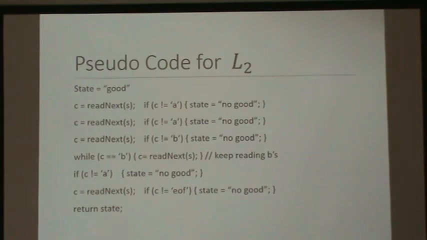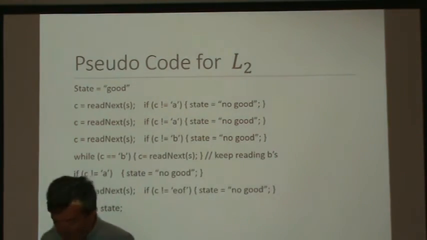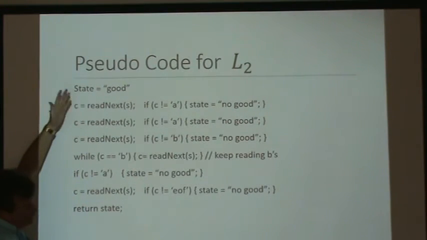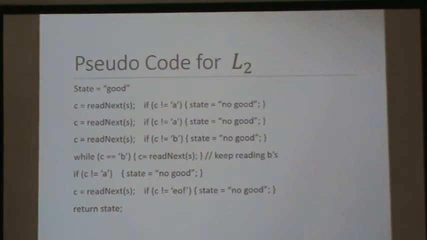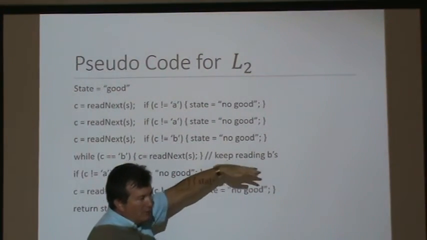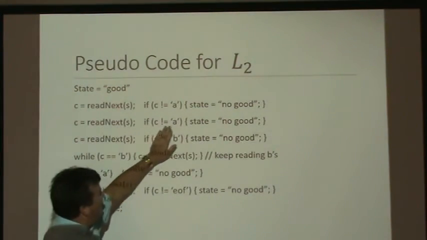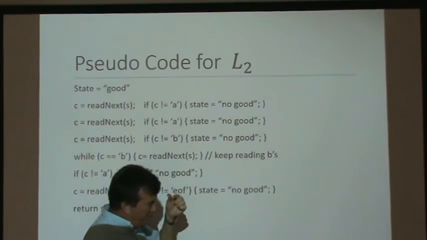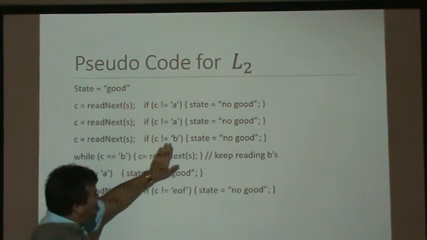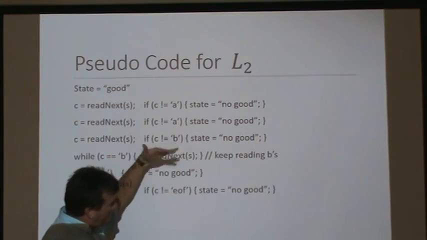Okay. If you wanted to write code, here's where we're going to try to take the concept of natural languages and computer science and overlap them. If we wanted to write code for that language, we could have a variable called state. That could be a string, and we set it to the word good. We read a character, and if it's not an A, we change the state to no good. Read the second character, if it's not an A, we change the state to no good. So we're checking for an A, and then we're checking for another A. Then we can say, let's read at least one B, and if we don't read a B, then we're going to say we're no good.